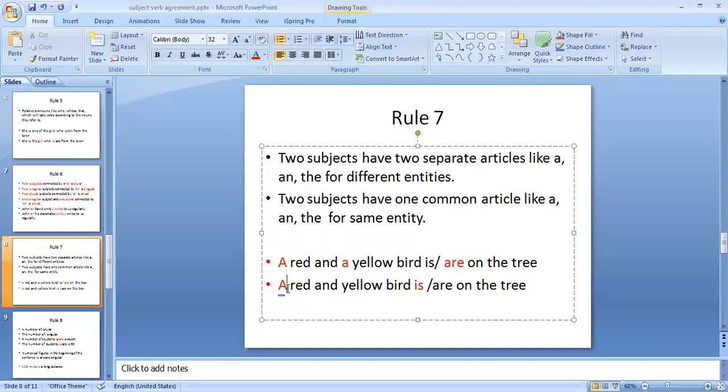For red, we have an article on only one side, and we don't have any article for yellow. When we have article a here for yellow, this is for a different bird. Here red is for a different bird. In a red and yellow bird, both the colors are for a single bird, which is in two different colors. So that is why it is singular. When the subjects have two different articles, we are using are. Both are different. When the subjects are connected by one common article, it is singular. So we are using is.